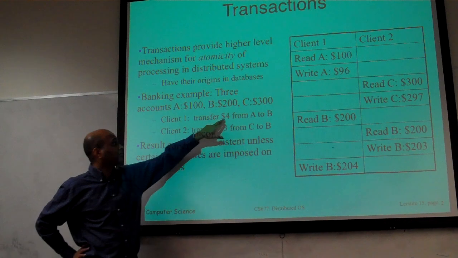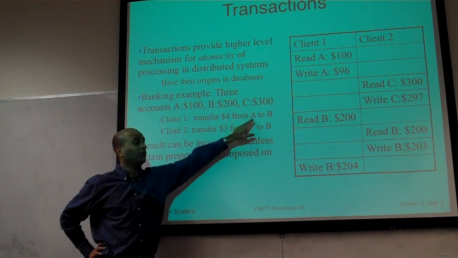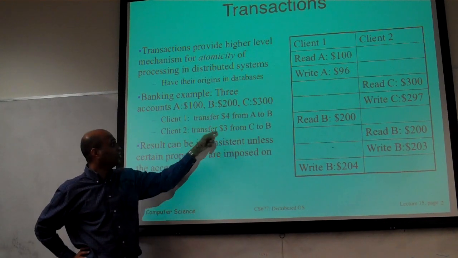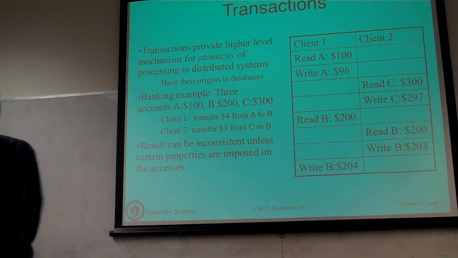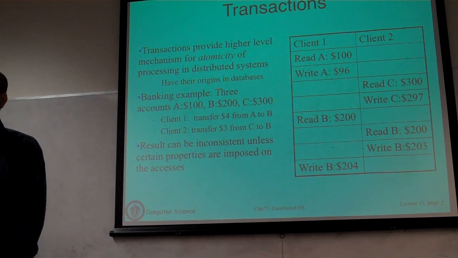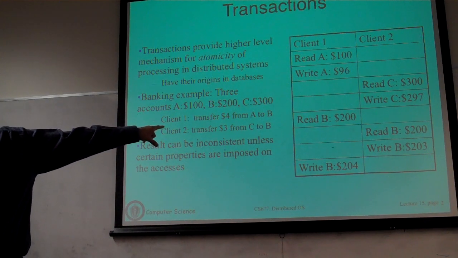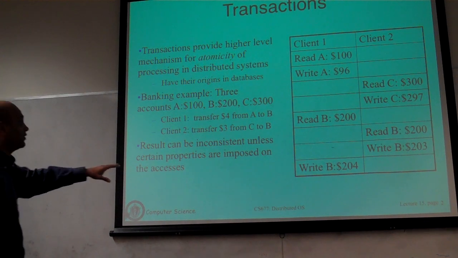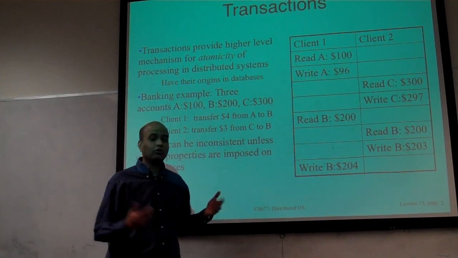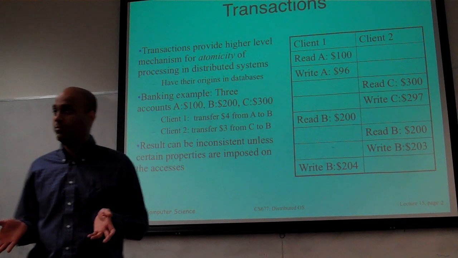Client 1 is trying to transfer $4 from account A to account B, and client 2 is trying to transfer $3 from C to B. Essentially, if both of those operations succeed, the account balance in B should have increased by 7, because one is transferring 4, the other one is transferring 3.